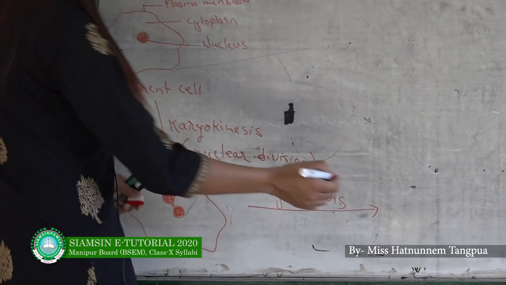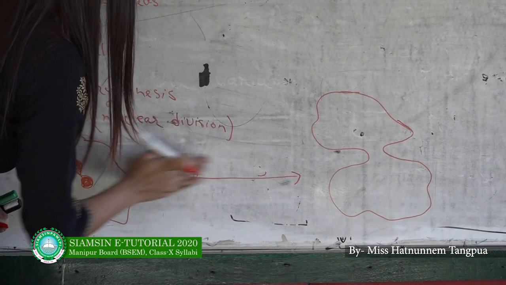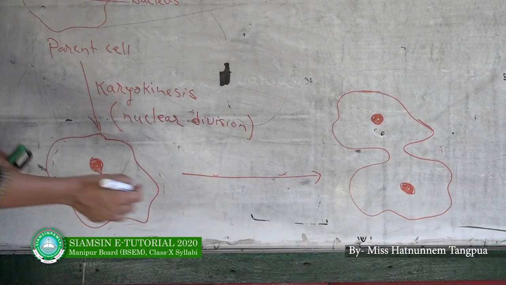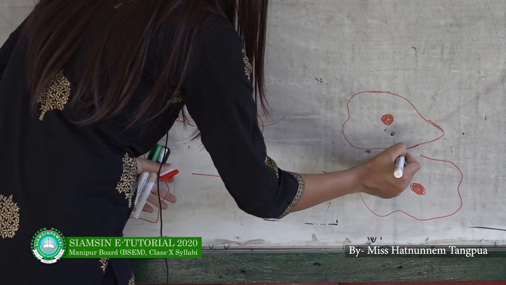A diagram to draw. Constrictions will occur here. After the nuclear division, the cell shows constrictions, and the constriction deepens. At last, sometimes this will break off to form two daughter cells.